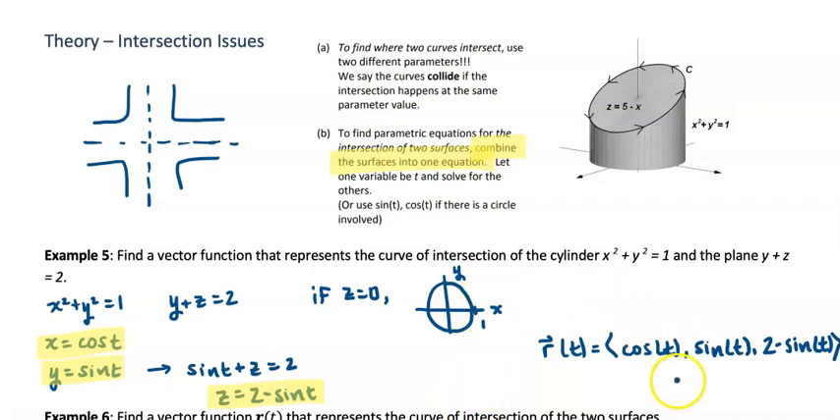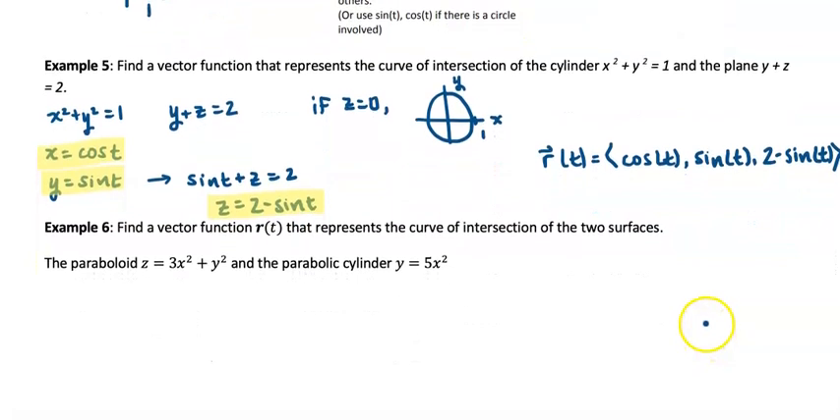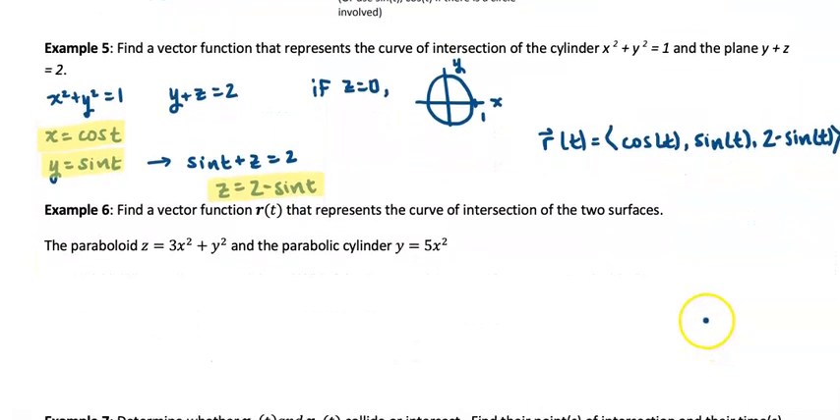This one's a relatively simple problem. So let's look at one more. We want to find the vector function that represents the curve of the intersection of these two surfaces. The paraboloid, z is equal to 3x squared plus y squared, and the parabolic cylinder, y is equal to 5x squared. Now in this case, we have a coefficient in front of the x squared but not the y squared, so we can't describe this as a circle.